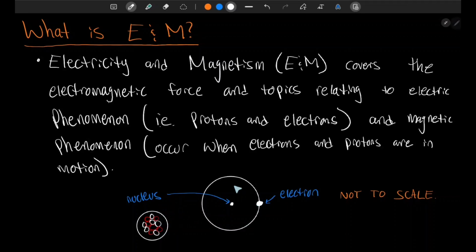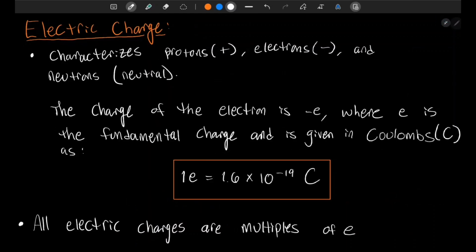And orbiting this nucleus, or moving around it in a circle, roughly, is an electron. And an electron is a negatively charged particle. And just as a note, this model is certainly not to scale. So what we saw above is that charges, or electrical charges, are very important when studying E&M. So it would be useful to characterize such charges and perhaps give some numbers to them.